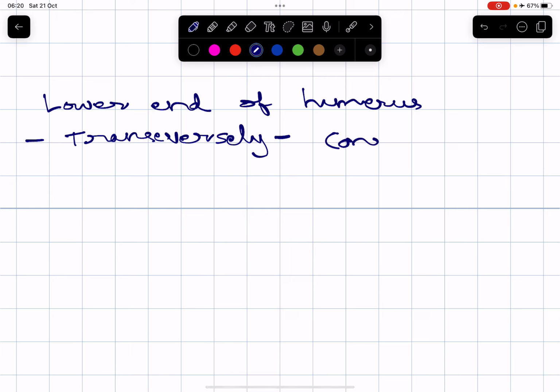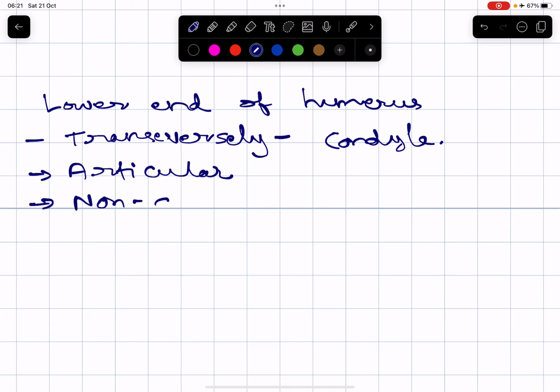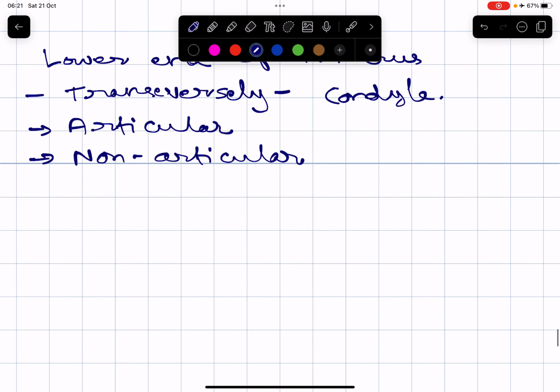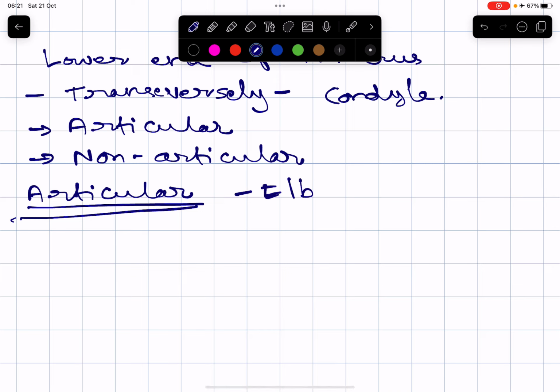So this condyle of the humerus has got articular and non-articular parts. First, let us talk about the articular part. This articular part of the condyle of the humerus forms the elbow joint, by articulating with the radius and ulna.